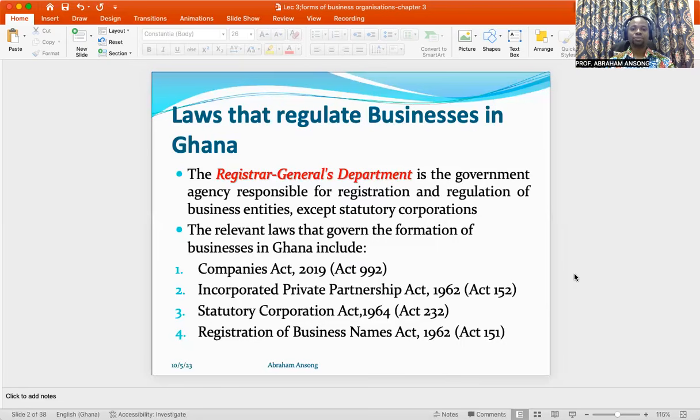Then we have Statutory Corporation Act 1964, Act 232. Obviously, it is meant for the public sector where statutory corporations and entities are regulated. Then we have the Registration of Business Names Act 1962. This also is for the private sector. Whether you want to operate a sole proprietorship, a partnership, or a company, most of the time you may want to have your name registered, and this is the act that regulates that.